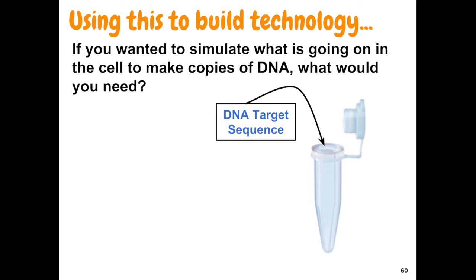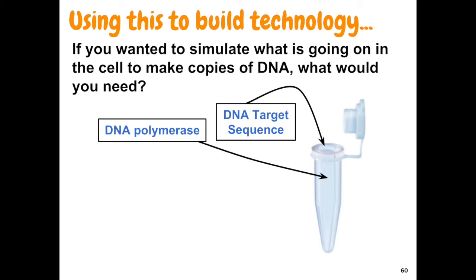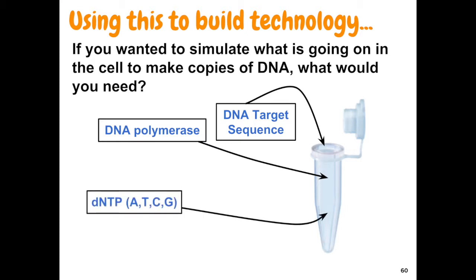The first thing I'd need is the DNA target sequence. What is it that I would like to make a copy of? I can add that to the test tube. And then in order to make a copy of it, I'm also going to need DNA polymerase. I'm going to need the dNTPs, that would be the adenine, the thymine, the guanine, and the cytosine, and they need to be free nucleotides. I'm going to need MgCl2, and MgCl2, when it's in water, dissociates to form Mg2+ ions and chloride ions. And why do we need to add that?